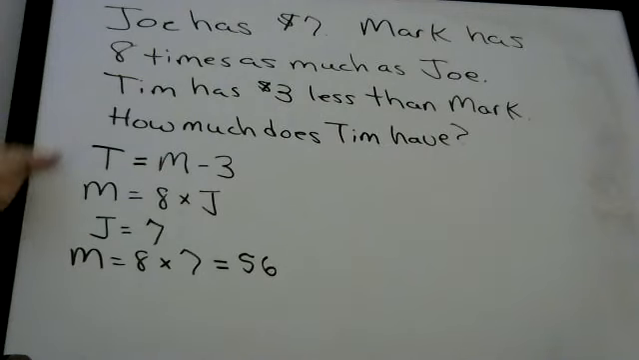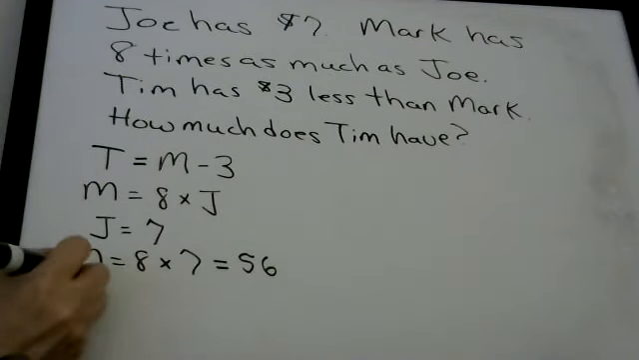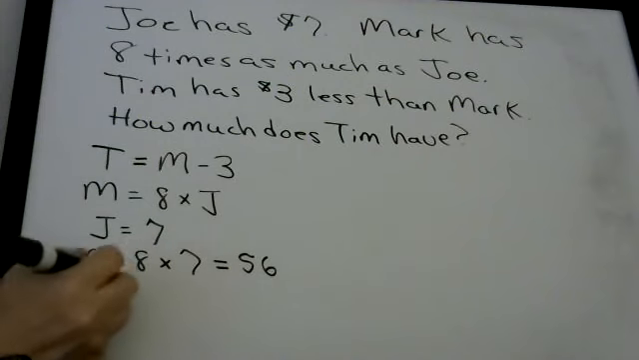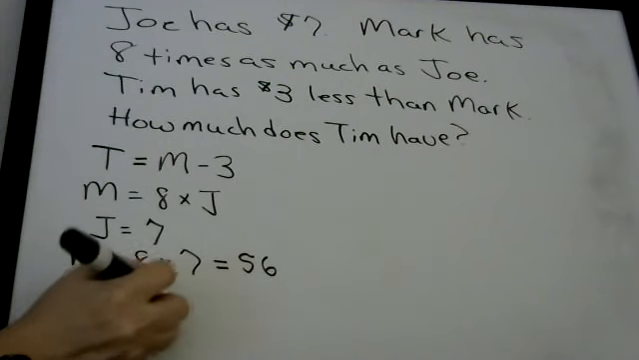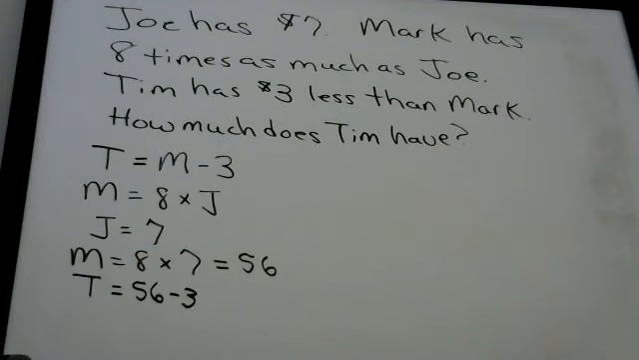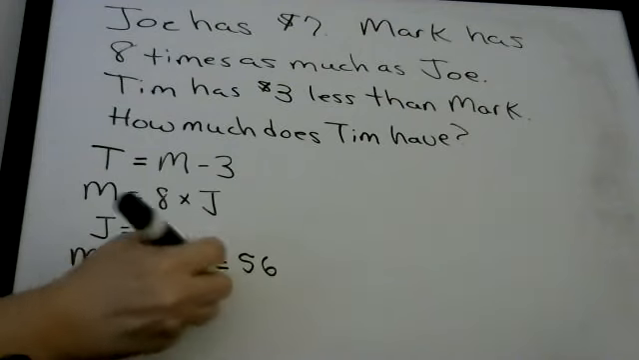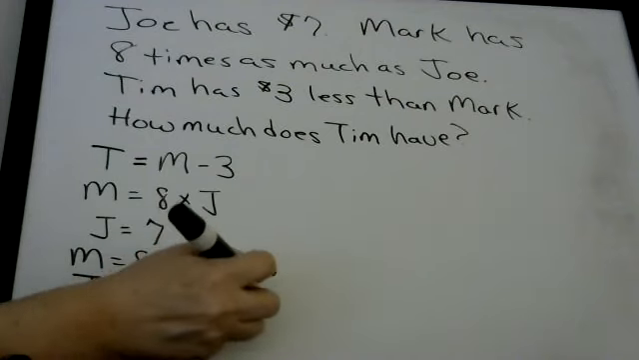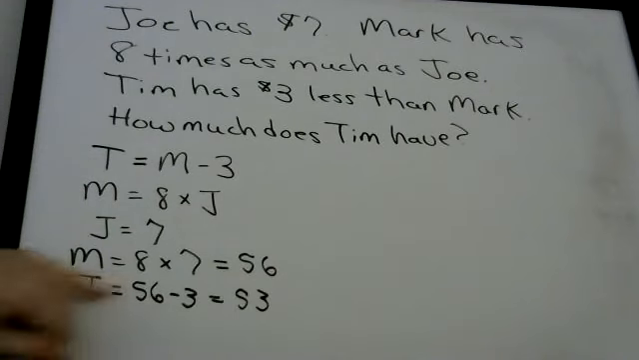56. But we don't want to know how much Mark has. We want to know how much Tim has. Now we can solve for Tim. Just plug it in: M equals 56, so 56 minus 3. We're plugging this into the formula that we created. T equals 56 minus 3 equals 53. So how much money does Tim have? $53. Just write it out step by step, knowing how to set up these algebra problems, and then you can solve them fairly easily.